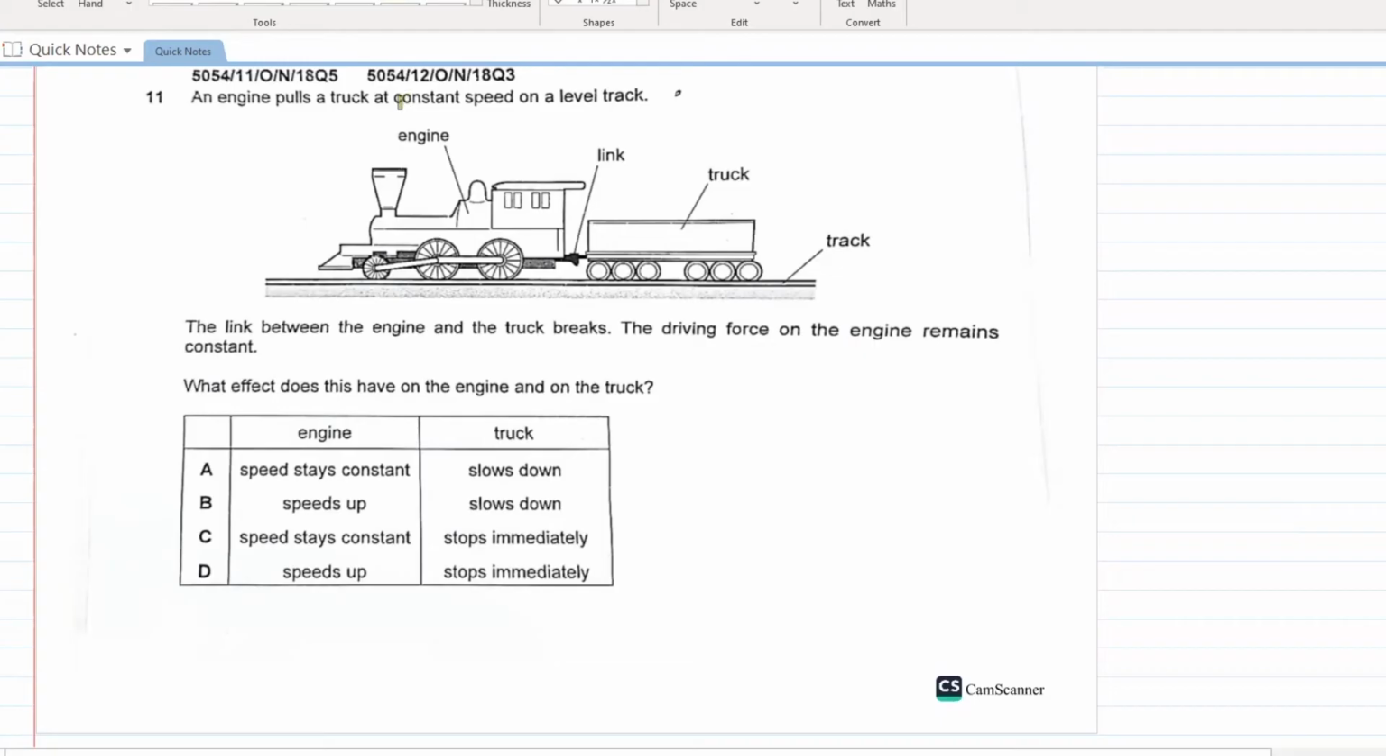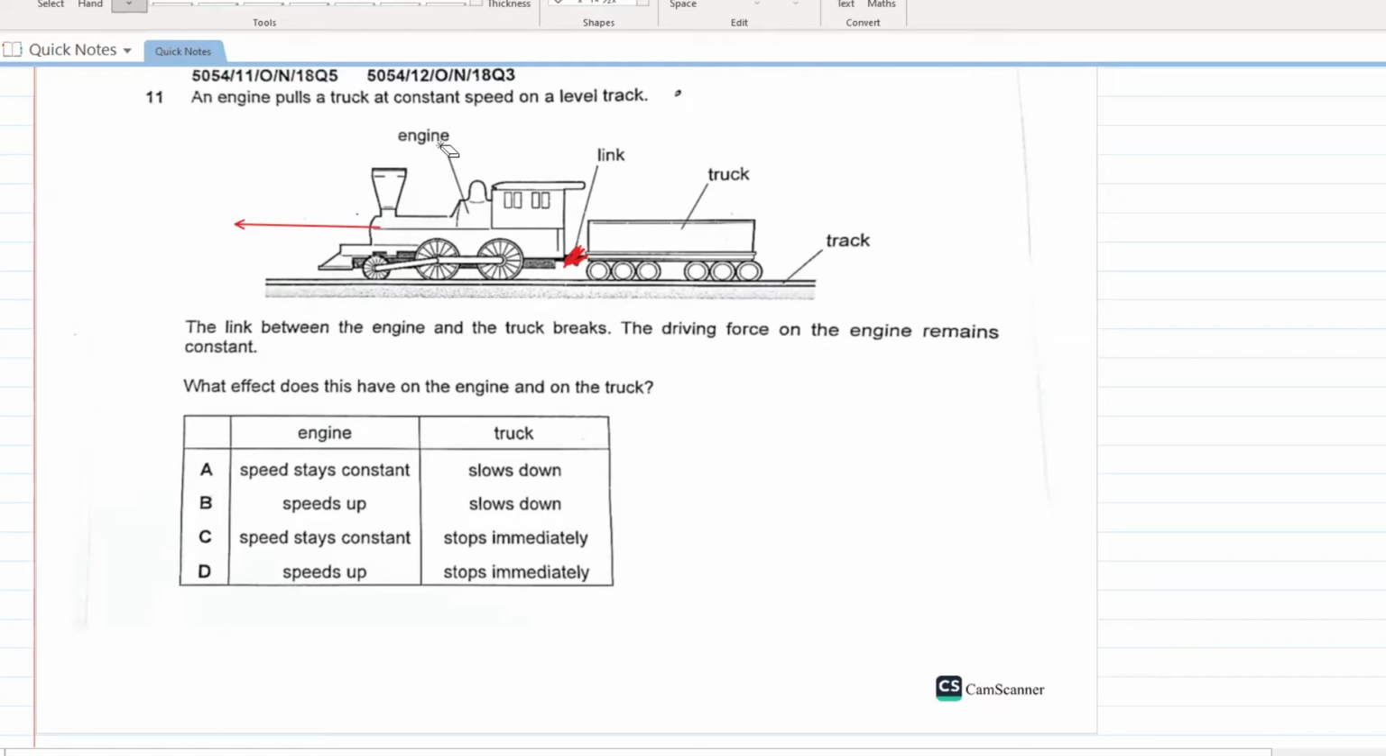An engine pulls a truck at constant speed on a level track. The link between the engine and the truck breaks. The driving force on the engine remains constant. So let's say initially there was a driving force of 1600. Now also the driving force remains 1600. What effect will this have on the engine and on the truck?